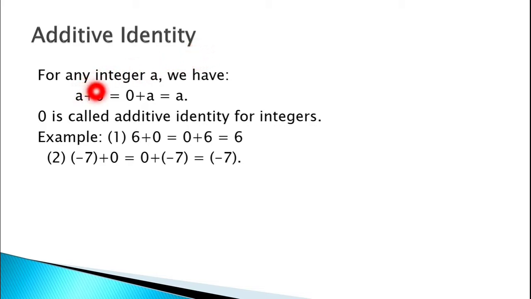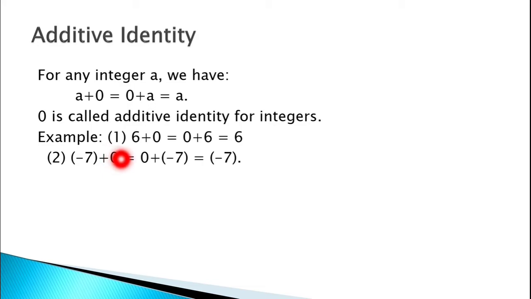So we can say that for any integer a, we have a plus 0 is equal to 0 plus a equals a. So it is clear that either we add a to 0 or we add 0 to a, it gives the same result a. Hence we can say that 0 is such an integer which has no effect on the given integer a. Hence 0 is called the additive identity for integers.